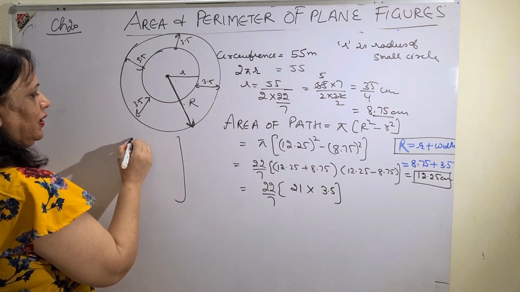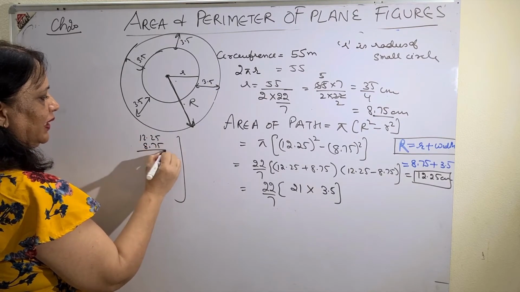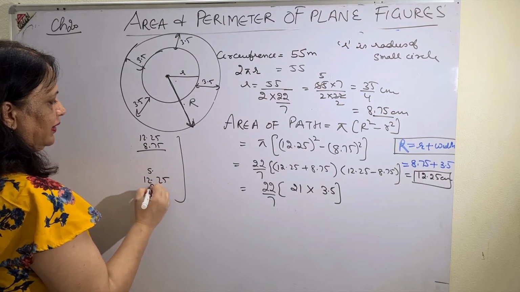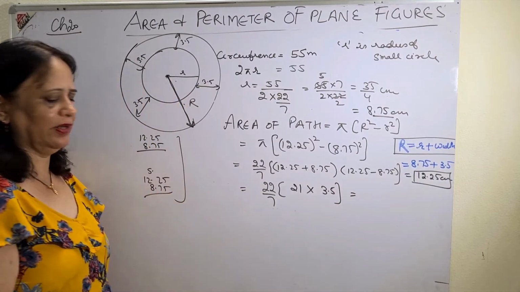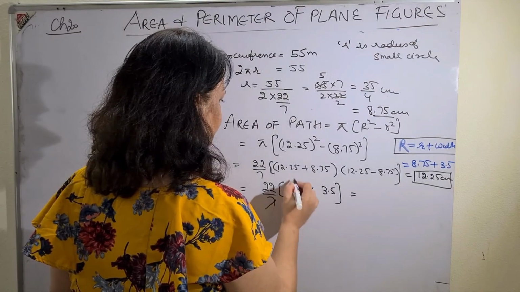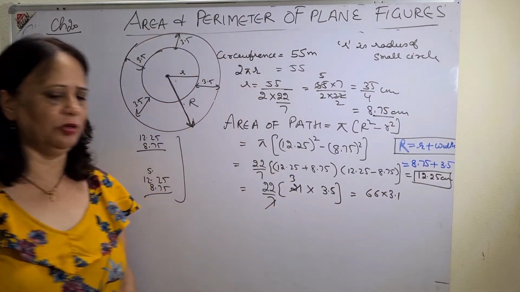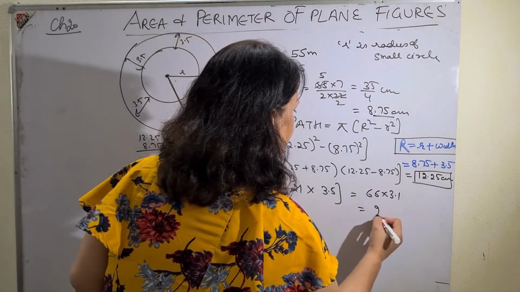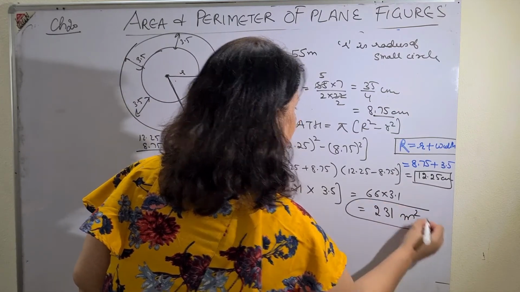Please add at the side, check it, similarly subtract at the side and check it. So after dividing or multiplying, whatever you get, the answer will be 66 into 3.5. So ultimately you multiply 66 with 3.5 and this will come equal to 231, and please don't forget the unit, 231 meters square.